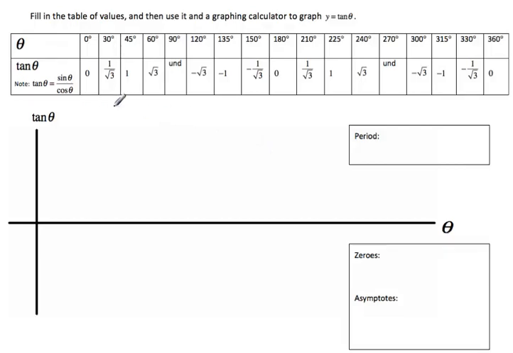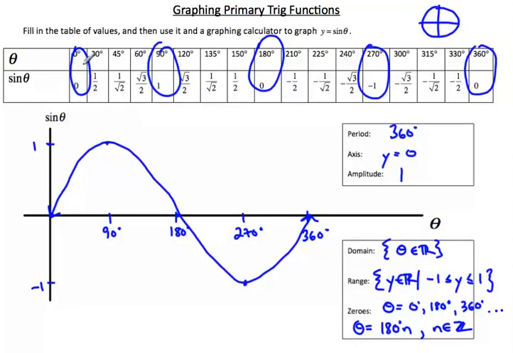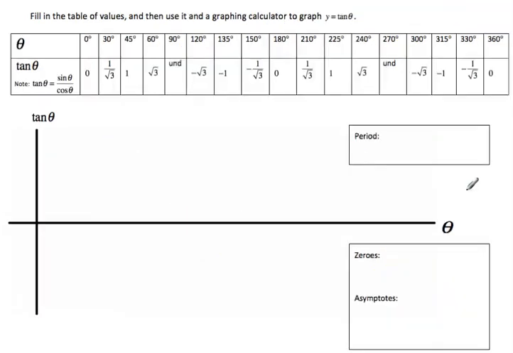Okay, so a few interesting things to notice. First of all, because tan theta is equal to sine theta over cosine theta, whenever sine theta is 0, tan theta is also going to be 0. If we look back at our sine theta graph, sine theta is equal to 0 at 0 degrees and 180 degrees, and then again at 360. So we see that same pattern here on the tan theta graph, 0, 180 degrees, 360 degrees.